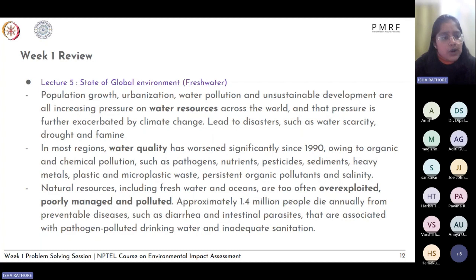So this is due to organic and chemical pollution, which is caused by pathogens, nutrients, pesticides, sediments, heavy metals, plastic and microplastic waste, which is entering our waters because of the activities we have been doing. Then we also looked at how the freshwater resources and oceans are overexploited, poorly managed, and polluted. Approximately 1.4 million people die annually from preventable diseases such as diarrhea and intestinal parasites, which are associated with pathogen-polluted drinking water and inadequate sanitation facilities.